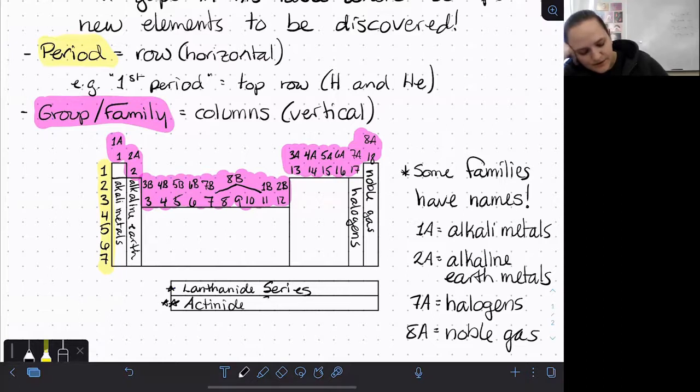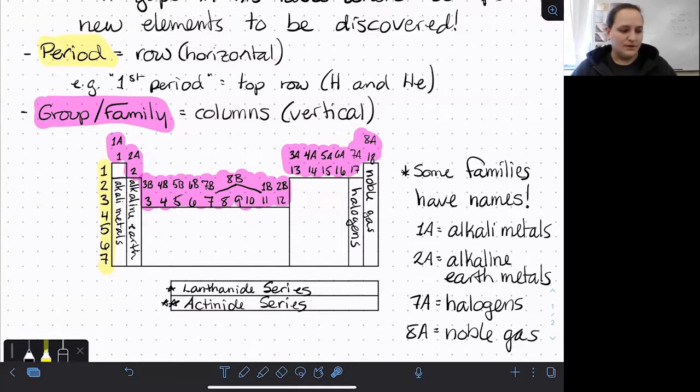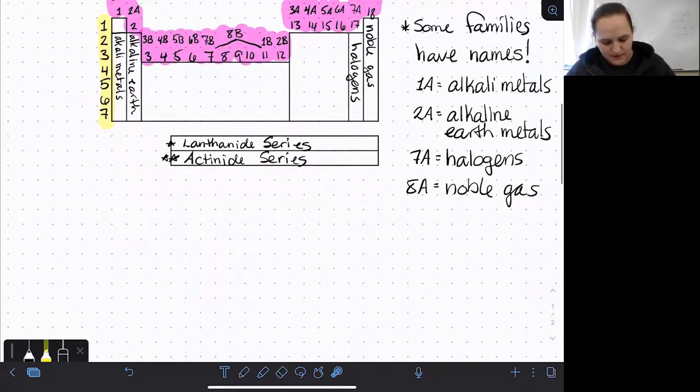And then this one is known as the actinide series because the first element in this row is known as actinium. So those are some particular parts and pieces that you should be aware of. There are also other ways that we can subdivide or categorize elements on the periodic table.